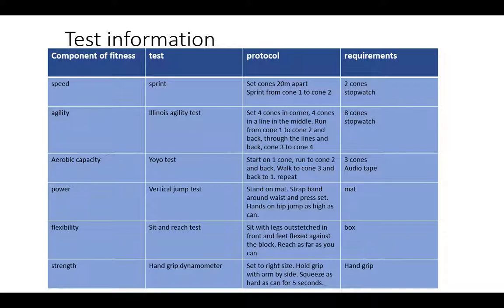The components of fitness that I chose to test were speed, agility, aerobic capacity, power, flexibility and strength. To test speed, I did the sprint test for 20 metres. To test agility, I did the Illinois agility test. To test aerobic capacity, I did the yo-yo test. To test power, I did the vertical jump test. To test flexibility, I did the sit and reach test. And to test strength, I did the hand grip dynamometer.